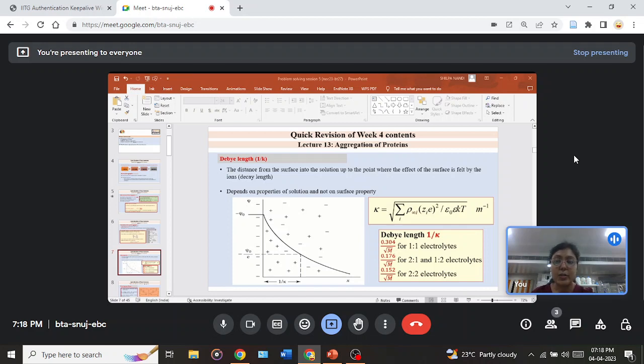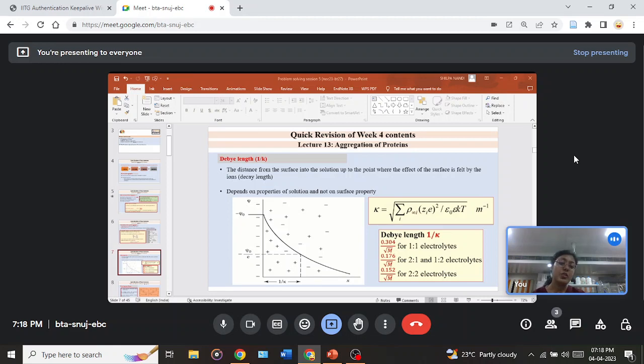So after the electric double layer, we also went through the Debye length. The Debye length is represented by 1 by K. Basically, this is the distance from the surface into the solution up to the point where the effect of the surface is felt by the ions. From the figure at the bottom, you can see that it is the distance from the surface to the point where the effect of the surface is felt by the ions. So this length is the Debye length, that is 1 by K.